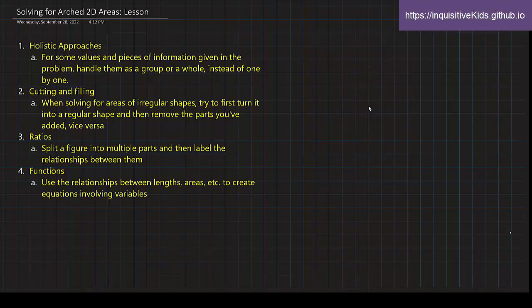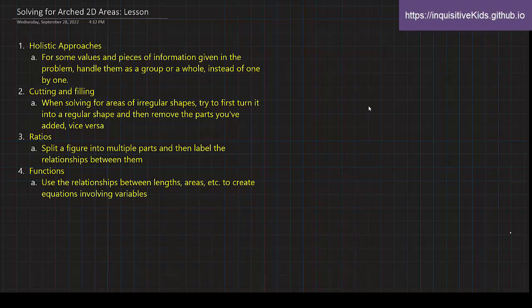In this video we will learn some tricks and strategies to help us solve these following 4 problems. Here we have 4 listed, with a quick description of each. The first one is holistic approaches, which is basically about looking at something as a whole, as a group. For some values and pieces of information given in the problem, you have to determine whether it's better to handle them one by one or as a group or a whole.